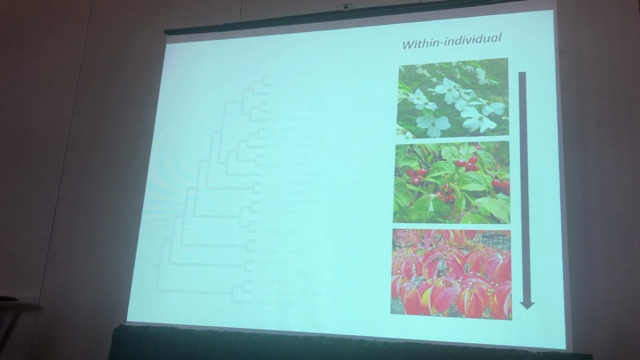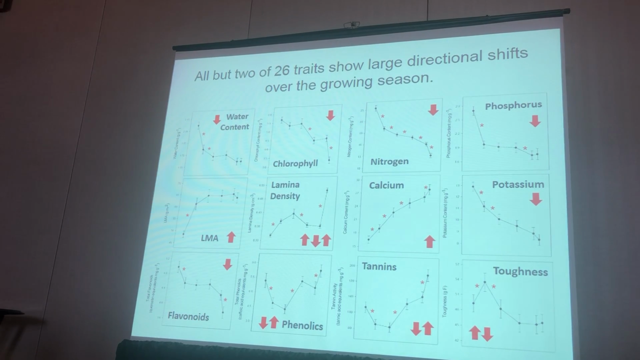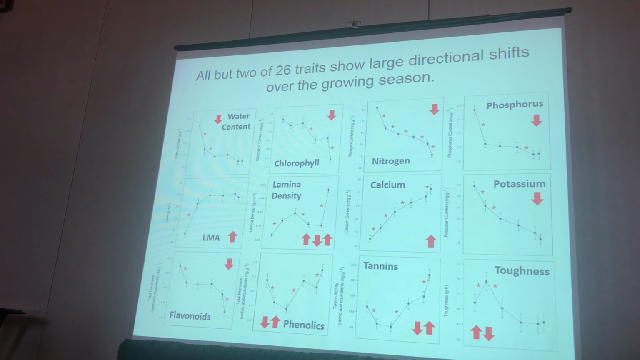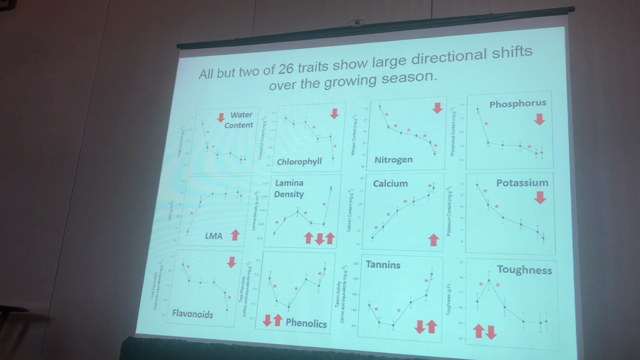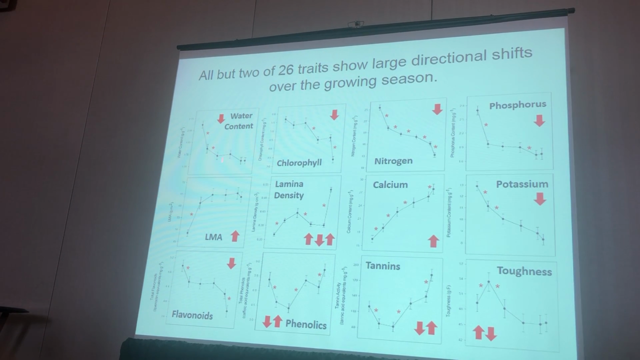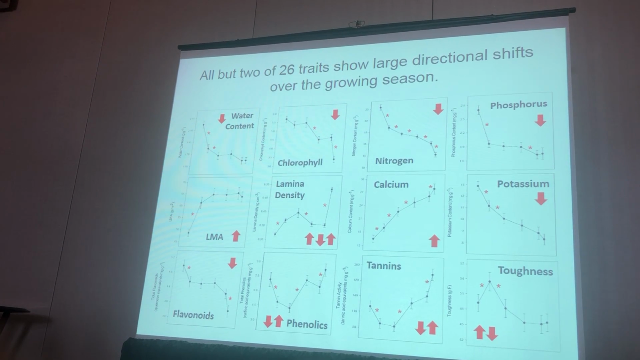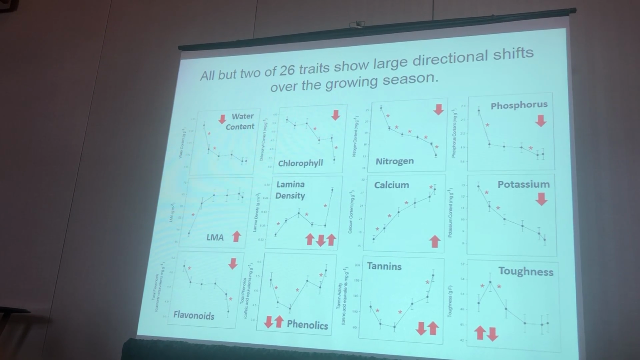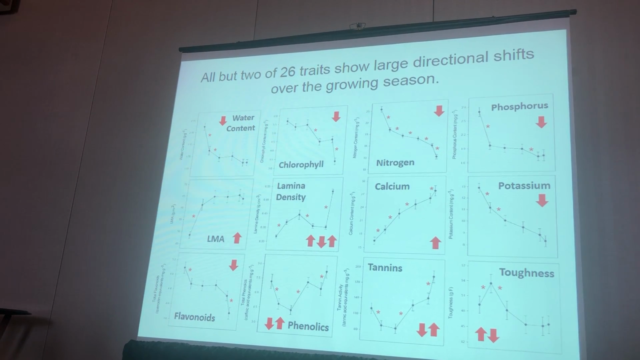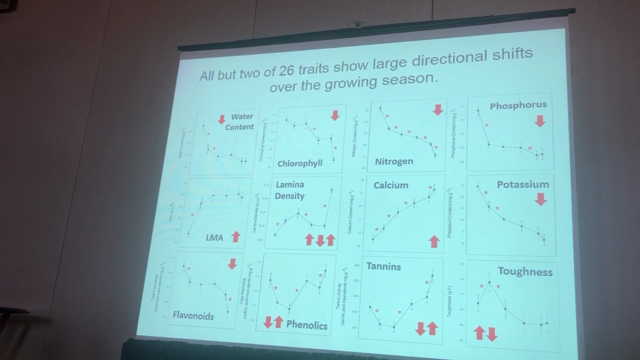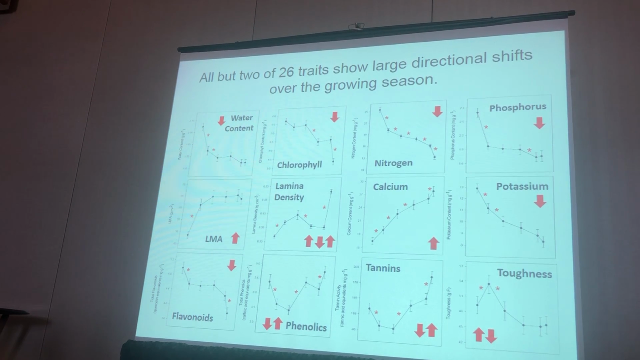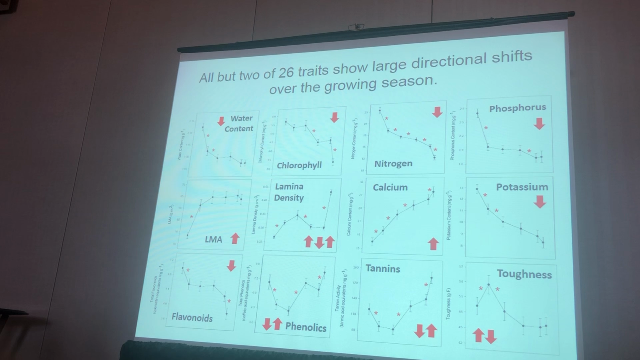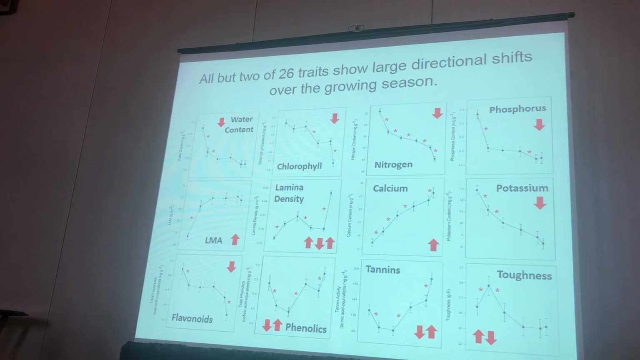So first, if we look at the within-individual scale of variation, all but 2 of our 26 traits show really large directional shifts within a growing season. Each one of these curves is May, June, July, August, September, October, plotted by growing degree days. So water content falls, chlorophyll falls, nitrogen, phosphorus, potassium all fall. LMA increases, lamina density is something kind of interesting. Calcium increases, flavonoids fall. Some of these chemical defenses like flavonoids and tannins go down and up. There's a lot of variation here, and in most of these traits, it doesn't seem like it's just noise variation based on sampling.